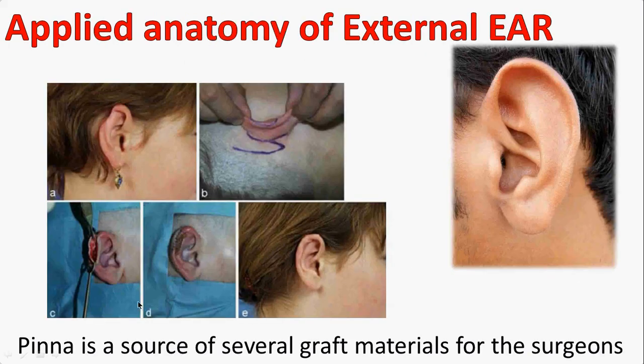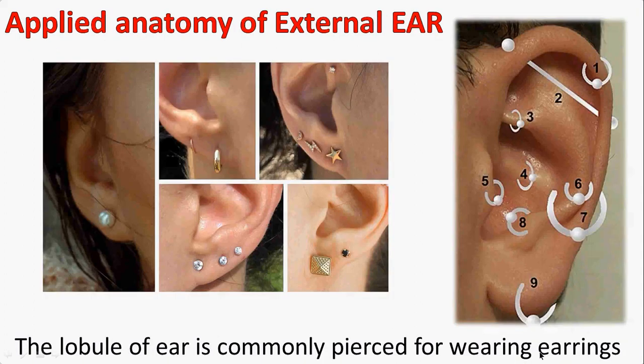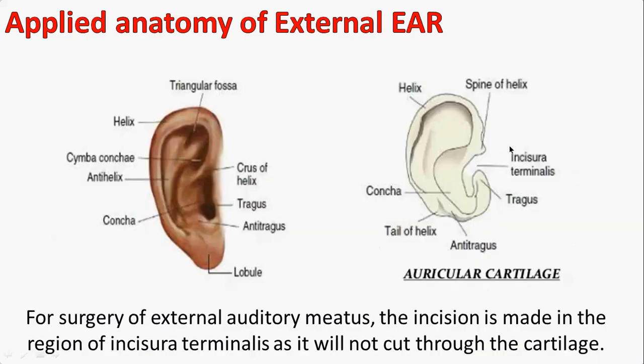About the applied anatomy, the pinna is a source of graft material for the surgeon. The ear lobule is used for wearing earrings, in most females, and nowadays also. This is a cartilaginous portion.